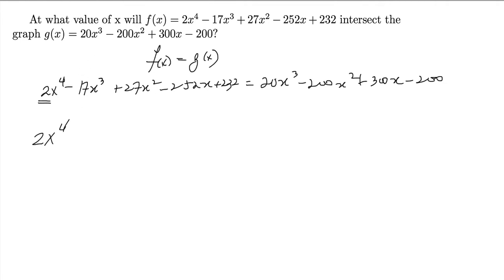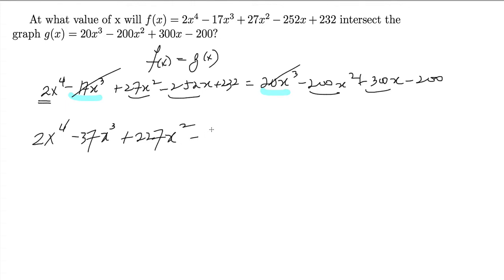Now let's collect the cubic all on the left side. So minus 17 plus 20, bring it to the left side by subtracting 20 from both sides, we get minus 37. So that's taken care of. Then 27, and minus 200, bring it to the left side, and we get plus 227x squared. Then minus 252 plus 300 gives you minus 552x. Again, the minus 200 comes to the left side. By adding 200 to both sides, we get 432.